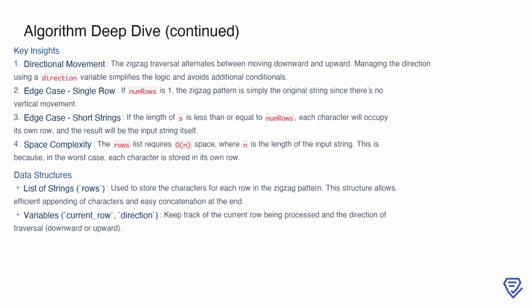From a space complexity perspective, the rows list requires O(n) space, where n is the length of the string. This is because, in the worst case, each character is stored in its own row. The use of simple data structures like the list of strings for rows, along with the current_row and direction variables, ensures that the solution is both intuitive and efficient.